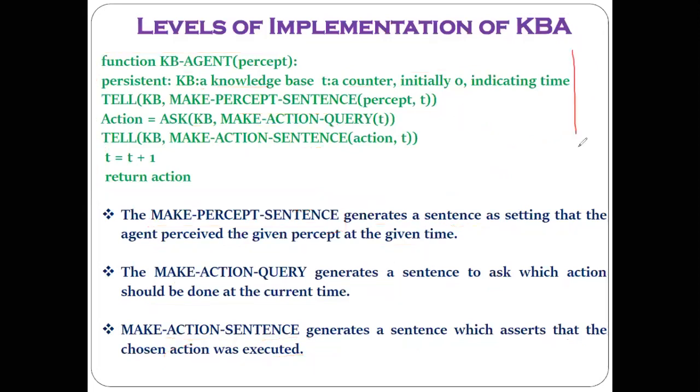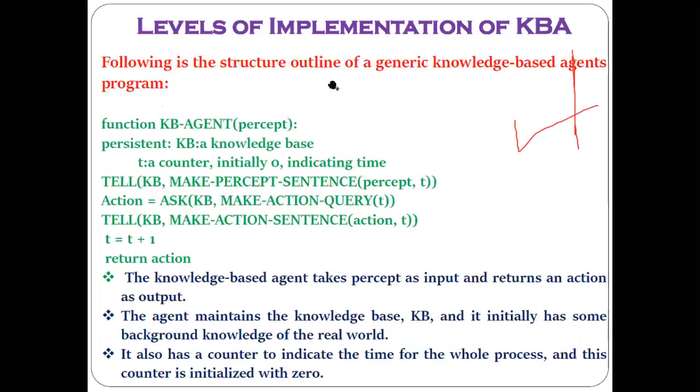Okay. This is a sample pseudocode I have shown you here. We are just showing how the implementation of the knowledge base agent gets done. So the same thing I have written here that we have discussed. The knowledge base agent takes the perception as an input and returns an action as an output. The agent maintains the knowledge base as a KB. It initially has some background knowledge that is provided by our knowledge level. Yes or no? Correct?